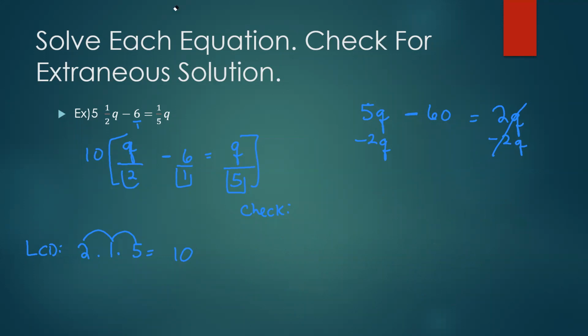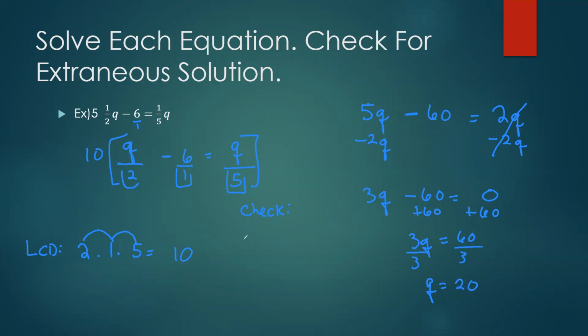So let's go back to the step. 5q, so we move the 2q to the left, so 5q minus 2q is 3q minus 60, and then the right side should be 0. Then add 60. So I get 3q equals 60. Divide this by 3. I get 60 divided by 3 is 20. And then we've got to check.